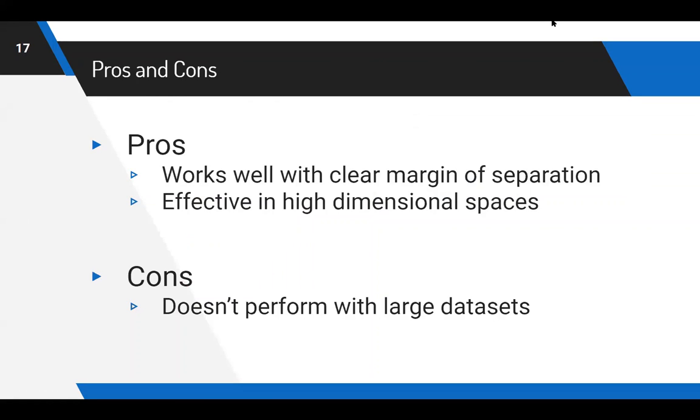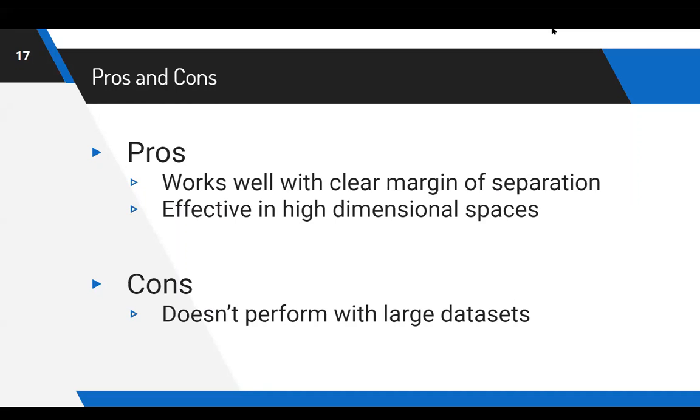Okay, so what are the pros and cons? At the end of the day, whenever we decide how we're going to classify certain data sets or what we're going to do with certain data, we usually make our decision based off pros and cons. In any decision we make in the world, if the pros outweigh the cons, then we're probably going to use that. So in the pros, it works well with a clear margin of separation, and it's effective in high dimensional spaces, for example, whenever we have a lot of different features. And the cons, it doesn't perform well with large data sets.